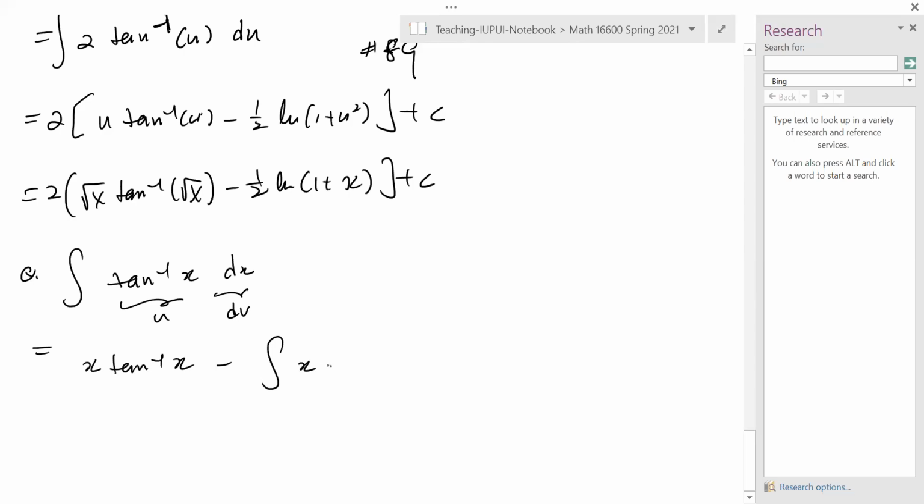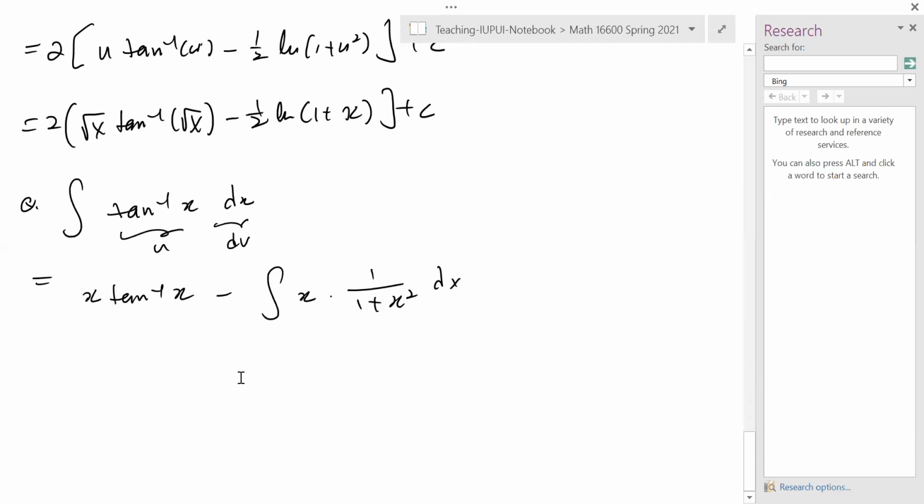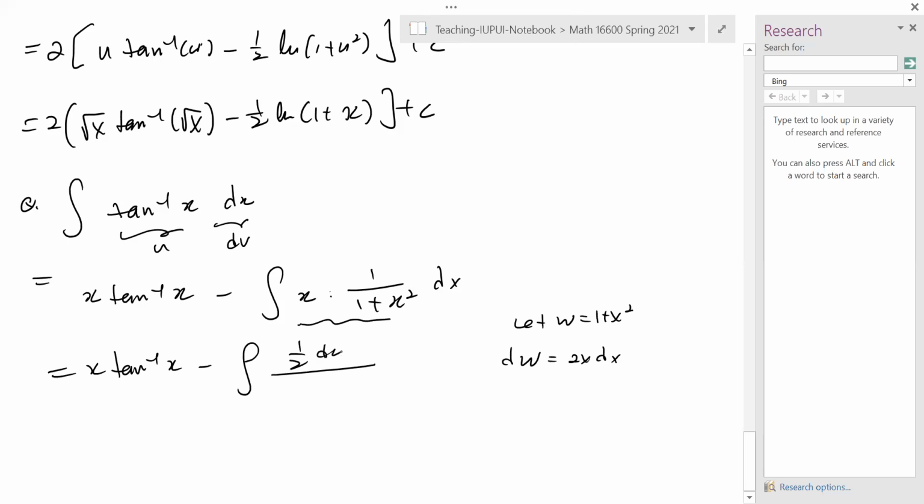times the derivative of arctangent x, which is just 1 over 1 plus x squared, dx. So it's not too bad. That's just one trick again, use integration by parts. Then this integral, if you want to use substitution, let w be 1 plus x squared, then dw equals 2x dx, okay? So that will be half of dw over w.